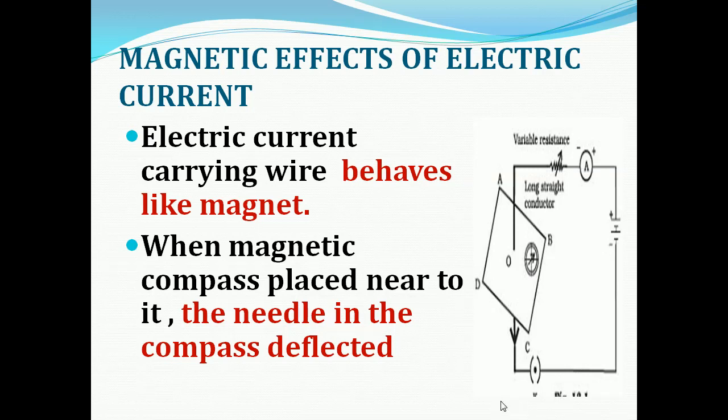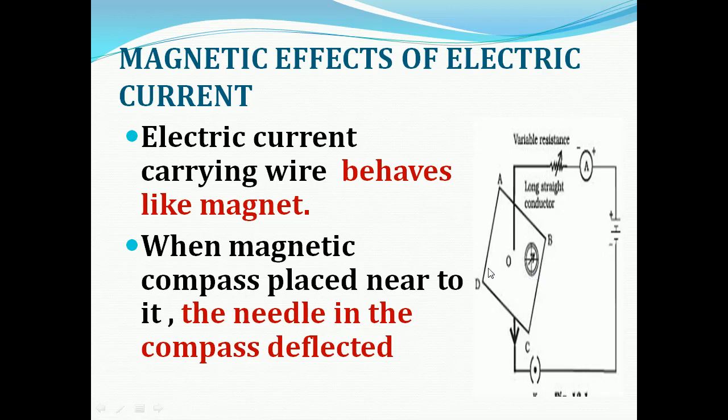When we are passing the electric current, we can see that the magnetic compass placed near to the copper wire, the needle in the compass will be deflected. Why? Because the electric current carrying copper wire behaves like a magnet, so that there will be a deflection in the magnetic compass.